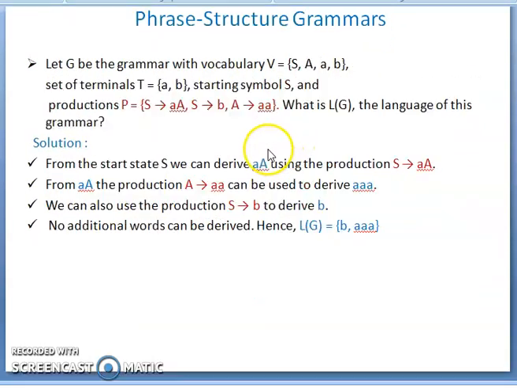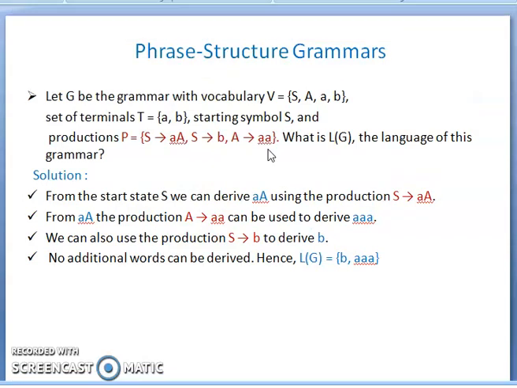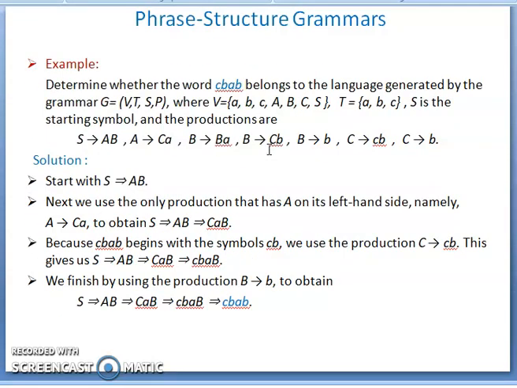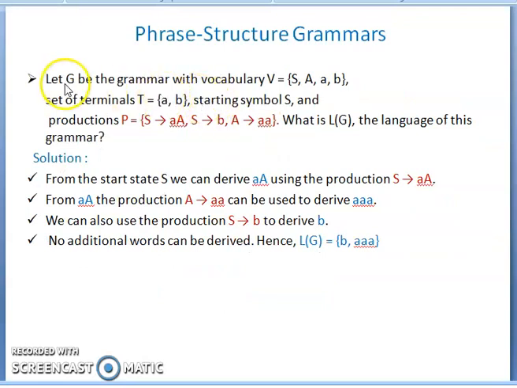Phrase structure grammars, and the second example. This is the second example. Let G be a grammar with vocabulary V, where the non-terminal is capital A, the terminals T are small a, small b, and the starting symbol is S, and the productions are S implies small a, capital A, S implies small b, and A implies small a, small a.